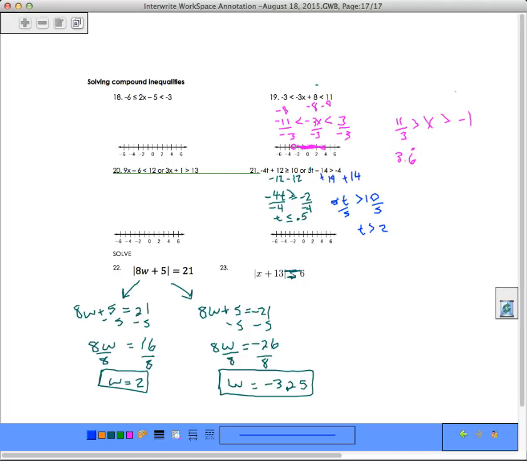So I have t is greater than 2. I can put an open circle at 2 and say it's greater than that. Or the other equation was that it was less than or equal to 0.5. So 0.5 would be about right here. Less than or equal to would go this way.